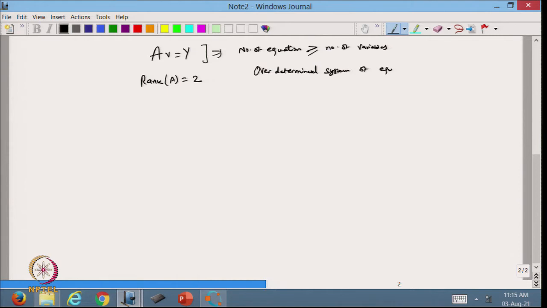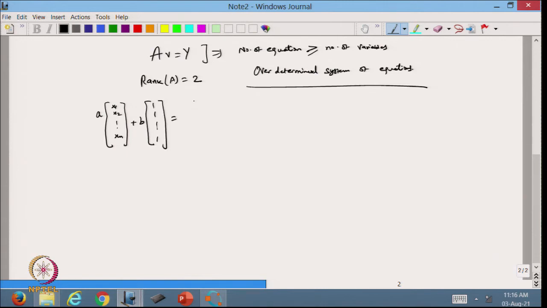System of equations. So, rank is 2. Now, from here, if you see, this is equal to, I am writing A, and this is x1, x2, xn. I can write this as B, 1, 1, 1, and it is equal to y1, y2, yn. This one.